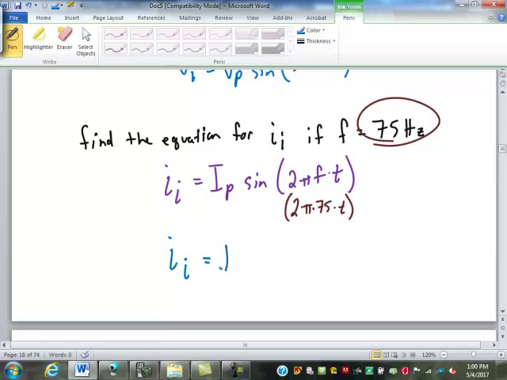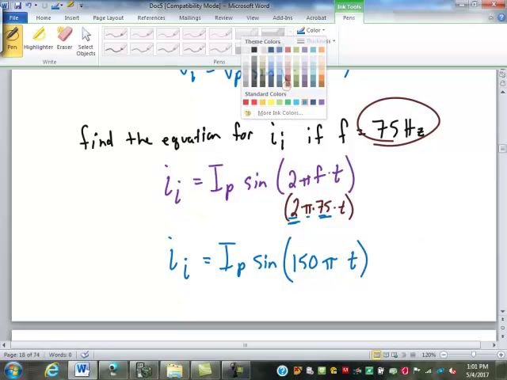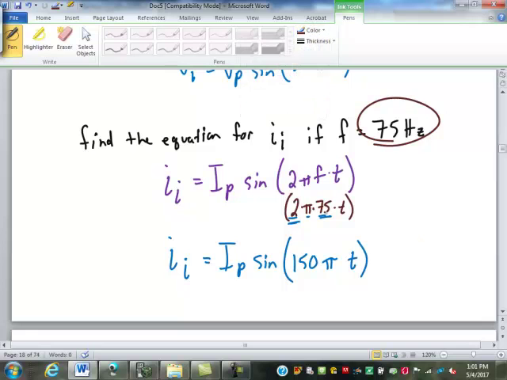The instantaneous current is the peak current times sine. 2 pi 75 becomes what? You multiplied in the pi. We usually just do the 2 times 75 is 150 pi. Yeah, if you multiplied it out, 150 times pi would be 471 point something. But yeah, it's usually more precise if we leave the pi in there.